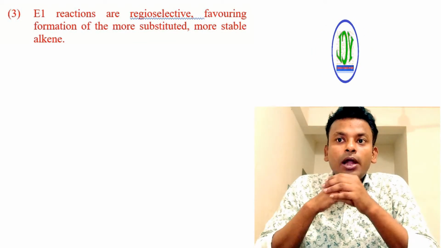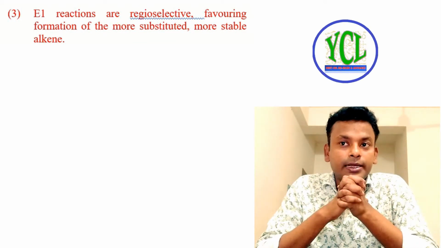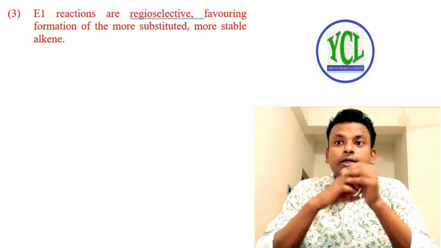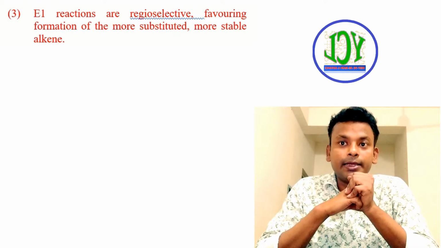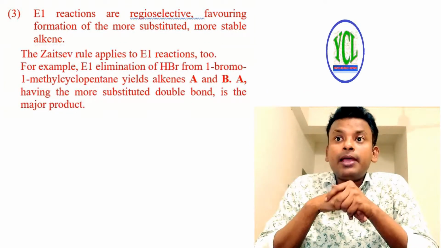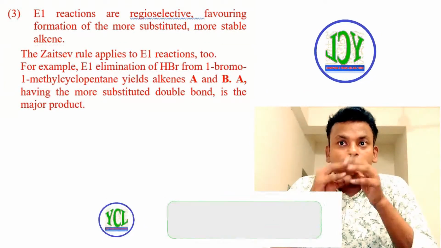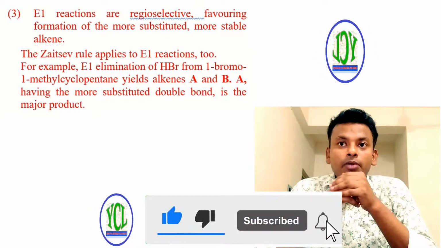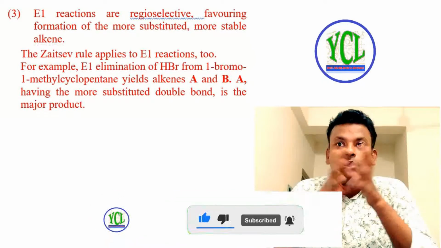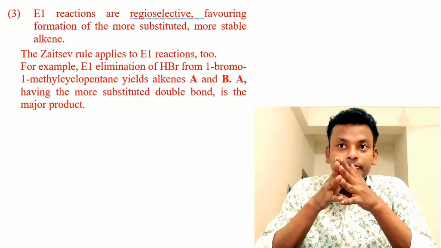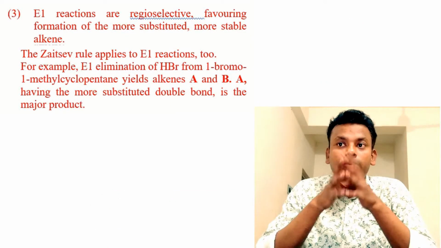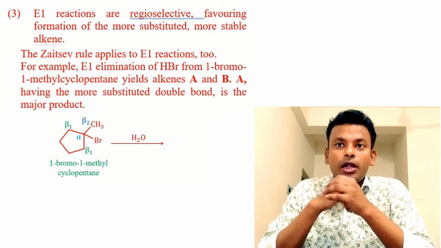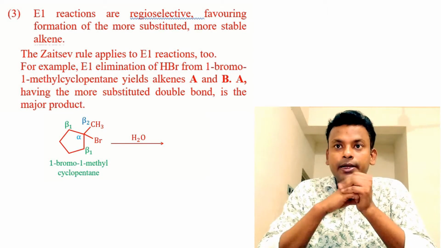Third, E1 reactions are regioselective, favoring formation of the more substituted, more stable alkene. The Saytzeff rule applies to E1 reactions too. For example, the E1 reaction of HBr from 1-bromo-1-methylcyclopentane yields alkenes A and B. A, having the more substituted double bond, is the major product, as shown here.